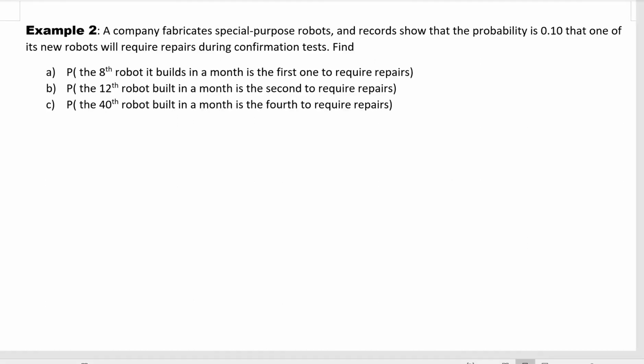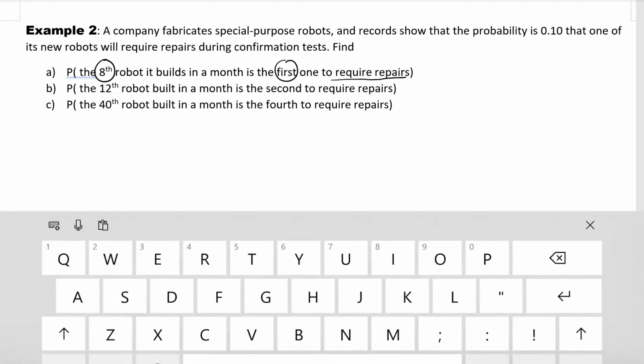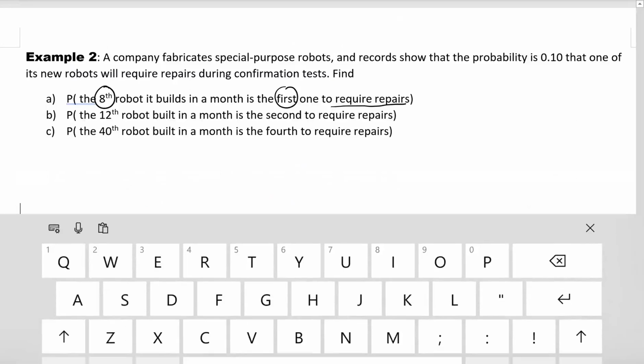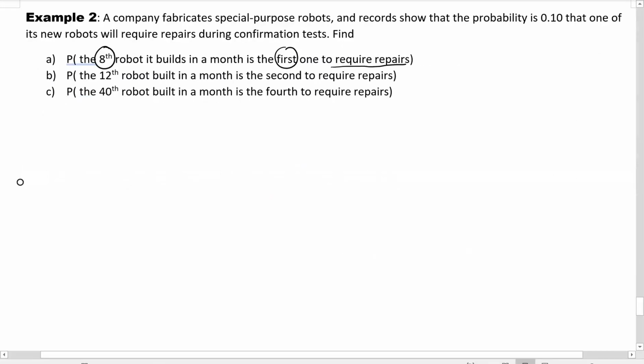Okay. So you see, they're all orders, first, 8th, so it's either geometric distribution or the negative binomial distribution. Okay? And what is success? Require repairs. Okay. So, that is success. So what's the probability of success? The probability is 0.1 that one of the new robots will require repairs.